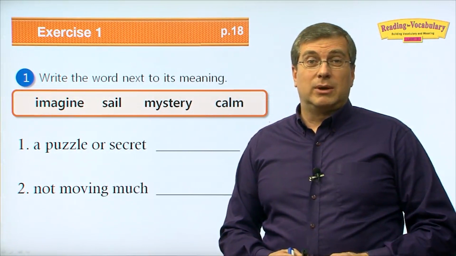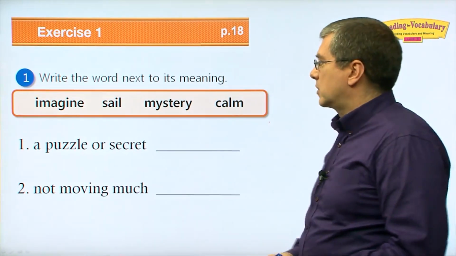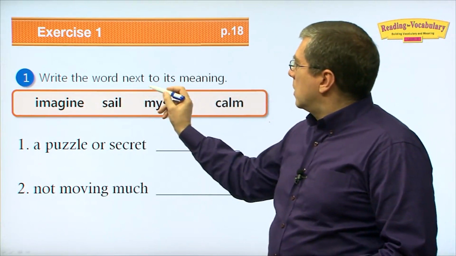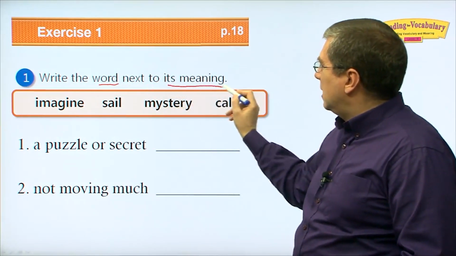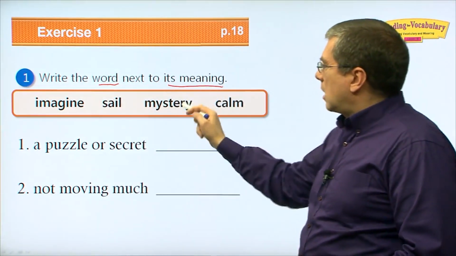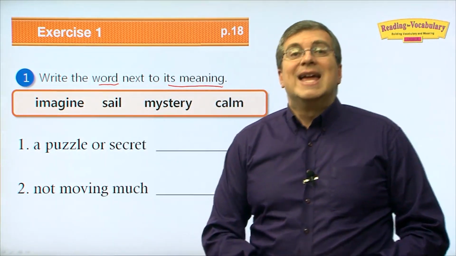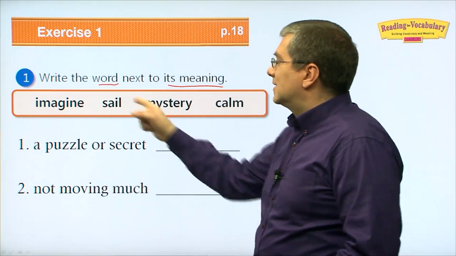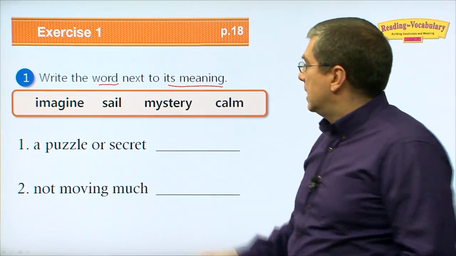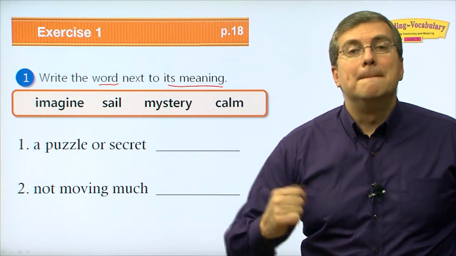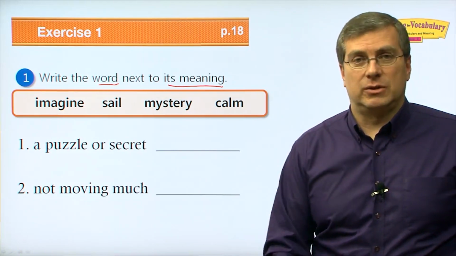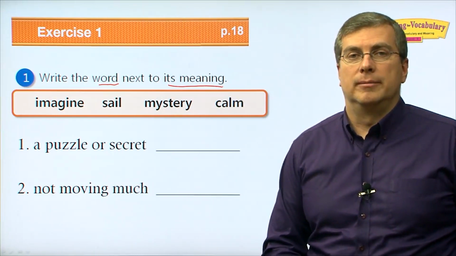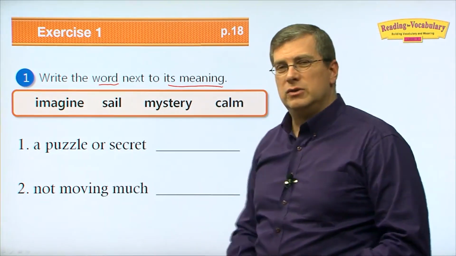Let's do some word vocabulary exercises. How well do you remember the words? Let's go over them. What we're going to do is use these words. We have 4 definitions, right? We want to write the word next to its meaning or its definition. These are our words. First of all, we have imagine. That's the first word. Sail is our second word. Next, mystery. And then we have calm. Okay, those are our 4 words. We need to match them to our definitions.